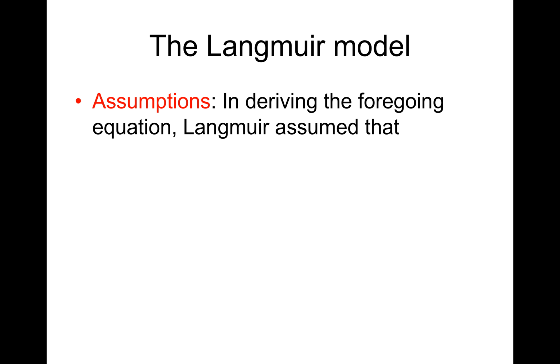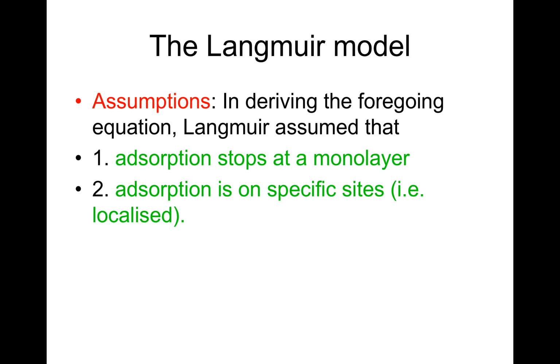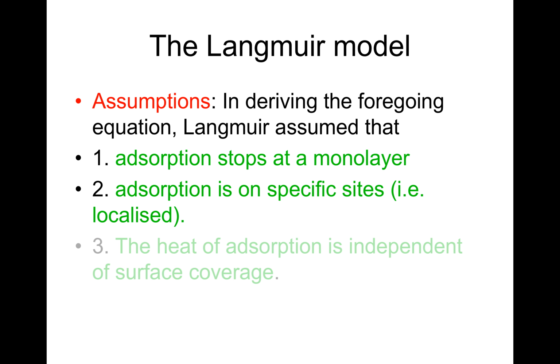Now, the Langmuir model is based on assumptions. In deriving the foregoing equation, Langmuir assumed that 1. Adsorption stops at a monolayer. 2. Adsorption is on specific sites, i.e. is localized. It's not anywhere, it's on specific points. 3. The heat of adsorption is independent of the surface coverage. In other words, the adsorption sites are equienergetic.